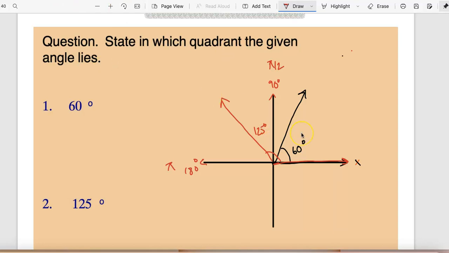I'm sorry, the question was asking in which quadrant the given angles lie. So that's your first quadrant, that's your second quadrant. So I should do it like this: first, second, third, and fourth. I was not supposed to do that. Okay, let's go to the next problem.